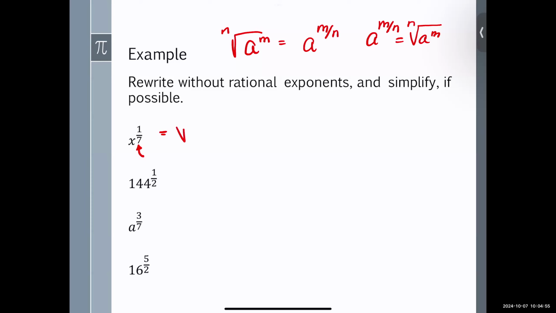The denominator is the root you're taking. So you're taking the 7th root of what? X to the 1st power, which we can just write as the 7th root of x. Okay, how about 144 to the 1/2?